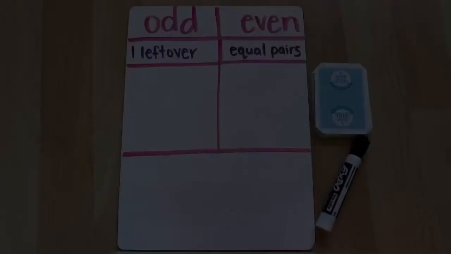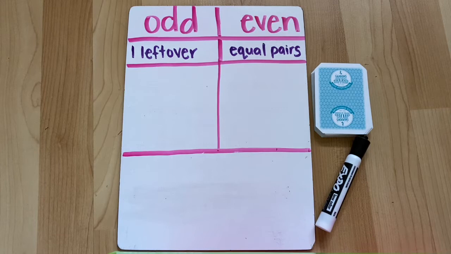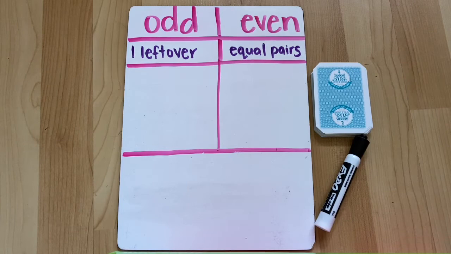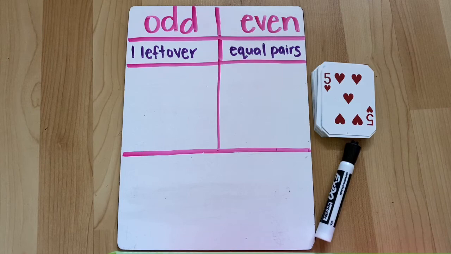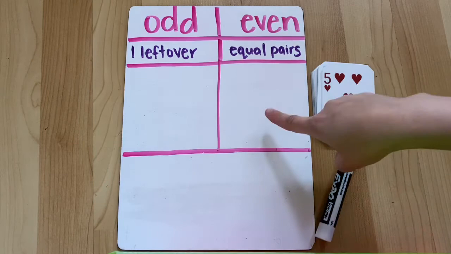Okay friends, let's get started with our game. But make sure that your deck of cards is facing down, meaning you cannot see the numbers. Okay, first you are going to flip over the very top card. And that card is showing the number 5. But I don't really know if 5 is going to go on the odd side or even side.